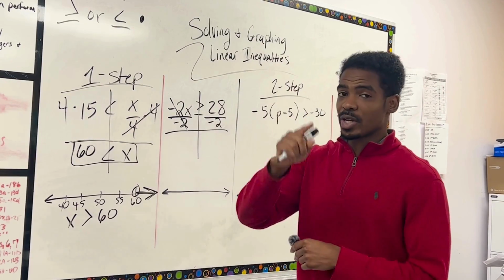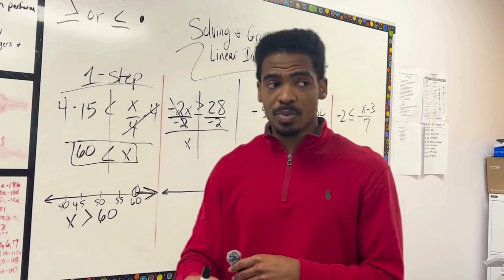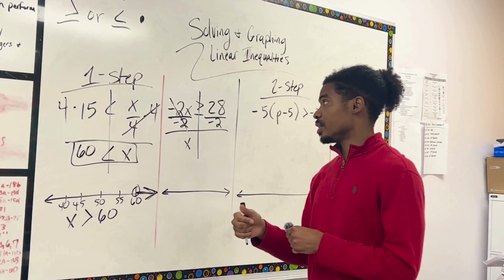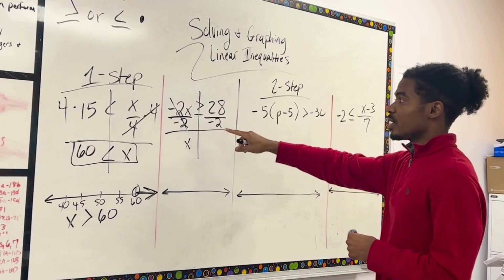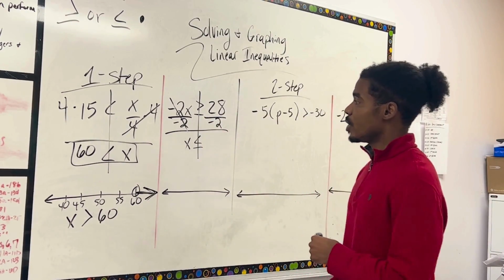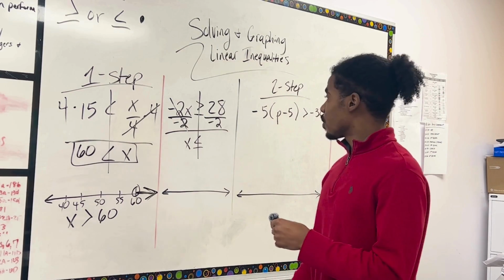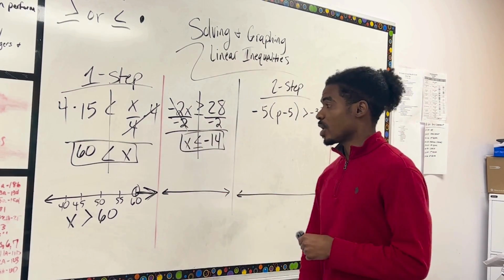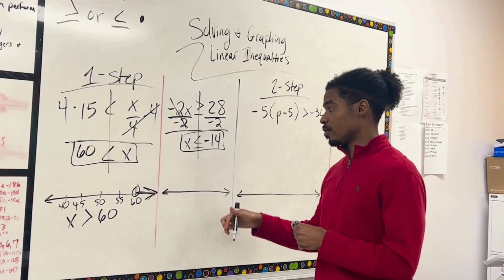All right, here's where they throw a wrench a little bit when you're solving inequalities. If you multiply or divide by a negative number, you got to flip your inequality. So since we divided by negative 2 on both sides, we're going to flip this inequality of greater than or equal to to less than or equal to. Then what is 28 divided by a negative 2? That's negative 14. Good job. Okay, so that will give us x is less than or equal to negative 14.